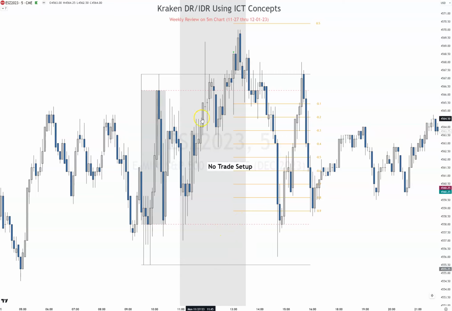So Monday, we didn't have a DR confirmation until 1 o'clock. My rules say I have to have it by 12:30, so we didn't have that. A wick doesn't count. You need a candle close.